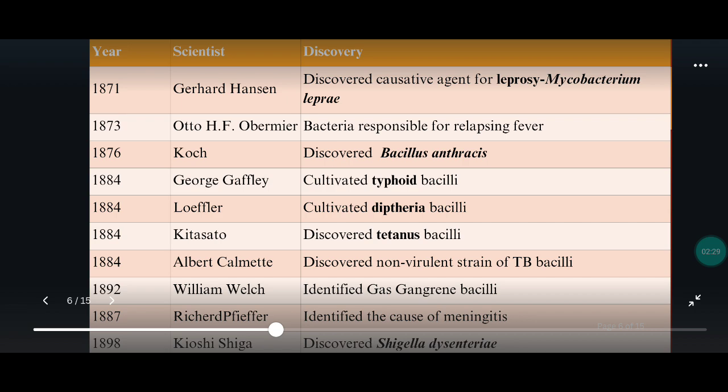In the same year, Kitasato discovered tetanus bacilli and Albert Calmette discovered non-virulent strains of TB bacilli, which helped in developing vaccination for TB. In 1892, William Welch identified gas gangrene bacilli. In 1887, Richard Pfeiffer identified the cause of meningitis. In 1896, Kiyoshi Shiga discovered Shigella dysentery.